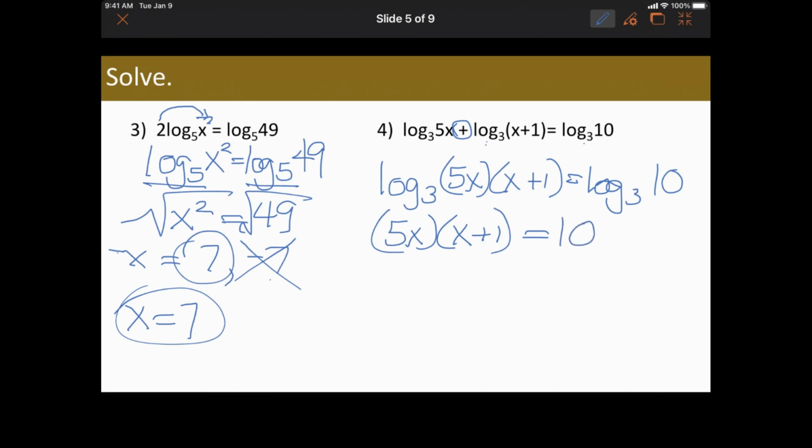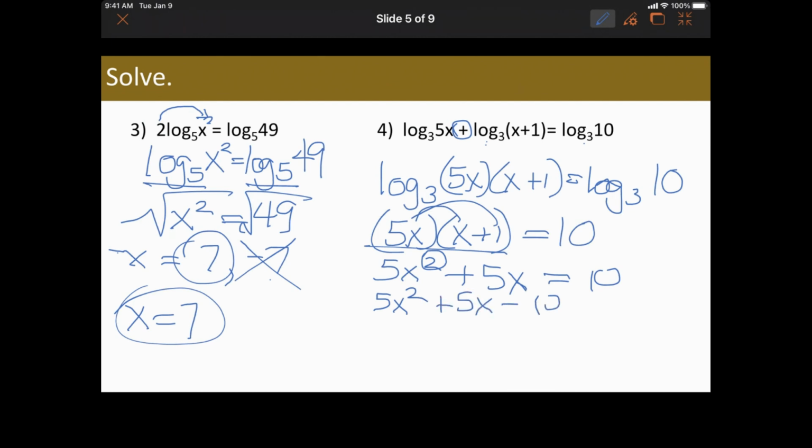Okay, and I'm going to multiply that out by distributing. Okay, remember, this is a quadratic, so it has to equal 0. Subtract that. Okay, I'm looking at here, and as I was doing the problem, I realized there's a factor of 5. So I'm going to take that out, hoping that that will make our life easier when we factor. Oh, and it does.